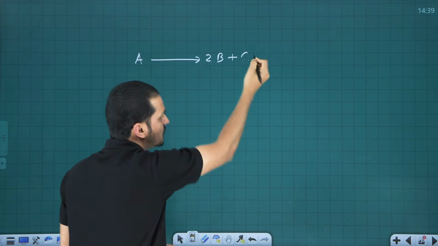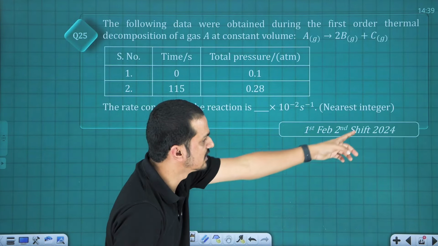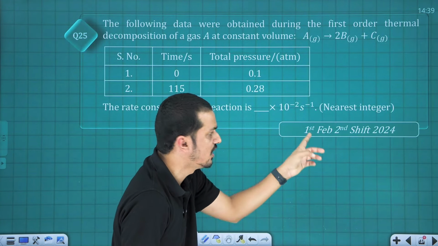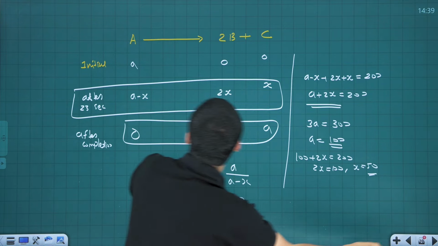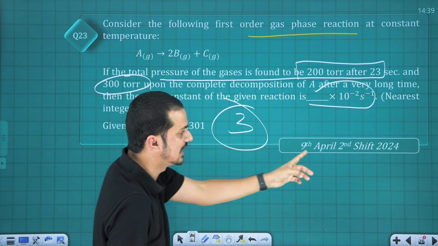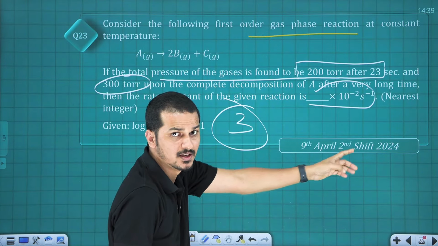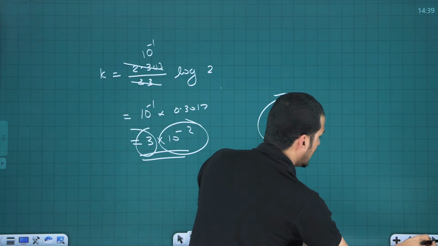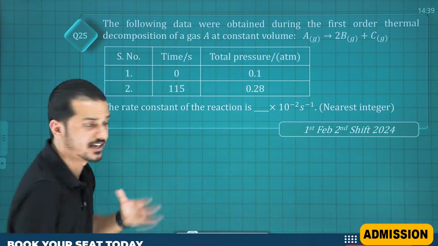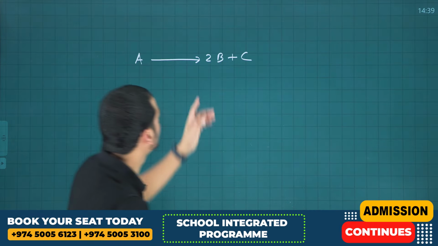Once we look at the question, you can see this is shift 2, 2024, February 2nd. The previous question, A gives 2B plus C, was the same way, 9th April 2nd shift. So the same kind of question is coming. The same pattern they are asking. That's the idea. We have to keep it in mind.